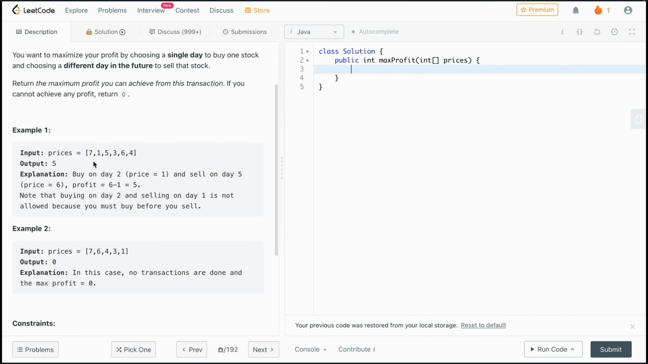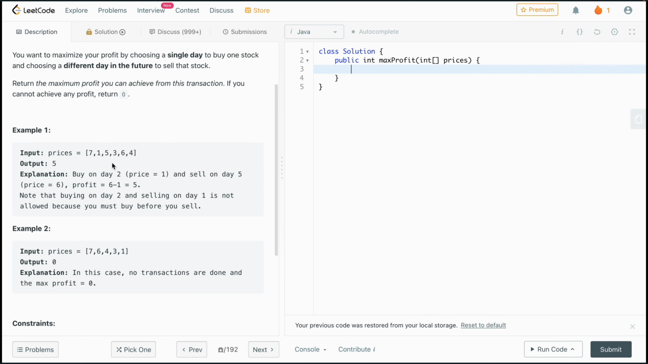Let's go through the examples. So basically, our buy day is going to be 7. We're going to look at 1. We see that it is less than 7. So now 1 is going to become our buy day. We're going to look at 5 next. We calculate the profit we made, which is 5 minus 1, or 4. 4 is greater than 0. So now that's our maximum profit we have made so far.